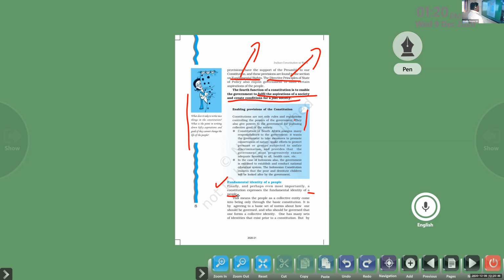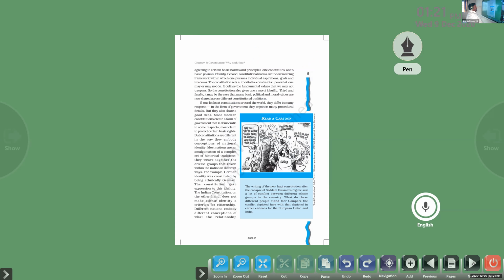One has many sets of identities that exist prior to the constitution. So before the constitution, we know that there are different groups of people, their interests are different. There are variations, treatments are different, privileges are different. But after the constitution, it is termed as the rule of law. All are equal before law. So the constitution ensures that right to everyone, equality. So agreeing to certain basic norms and principles constitutes one's basic political identity.